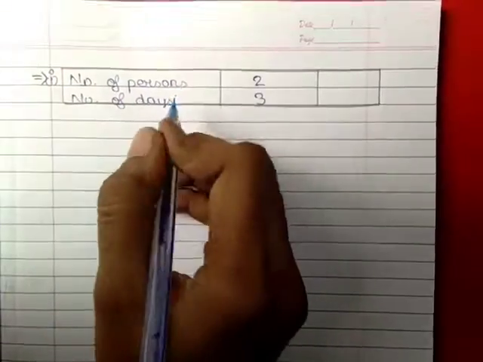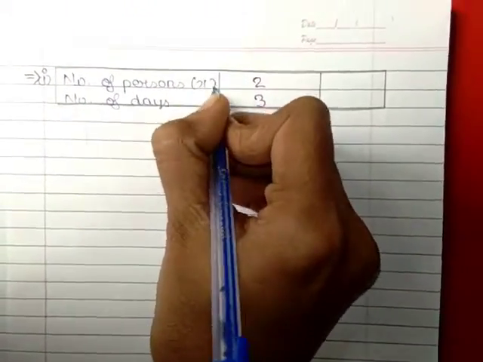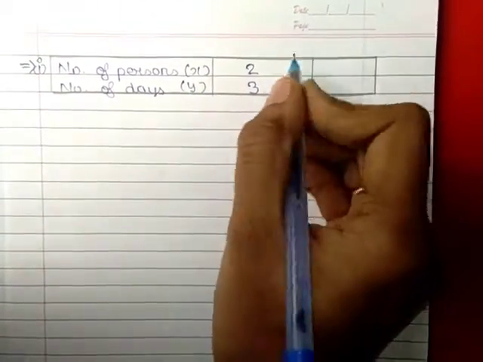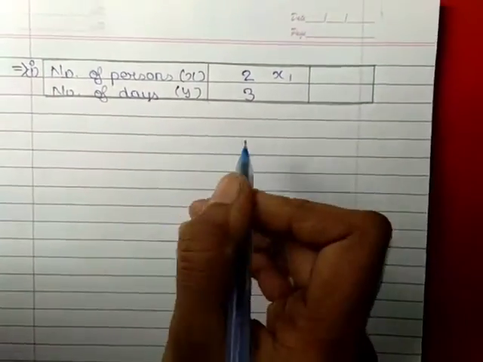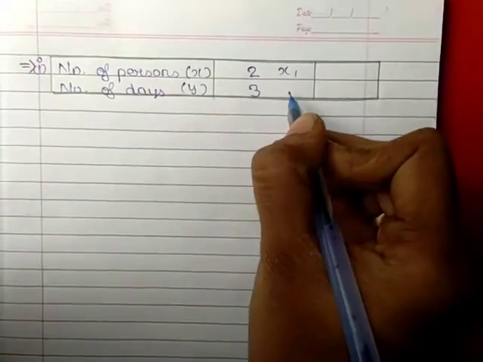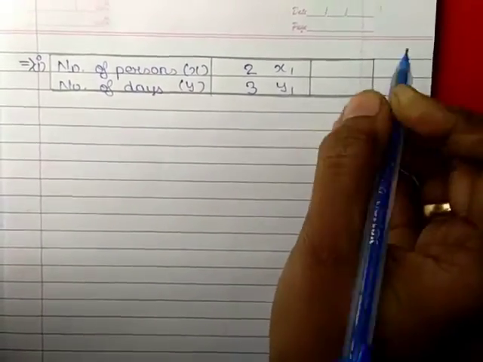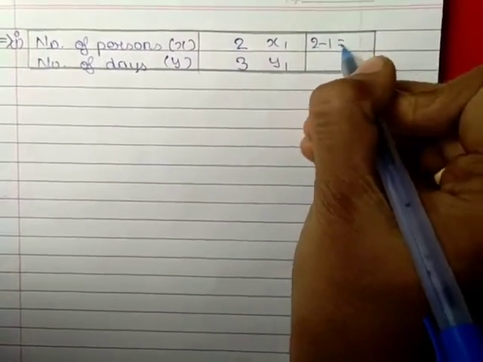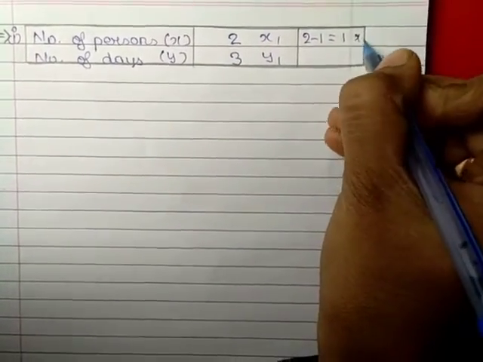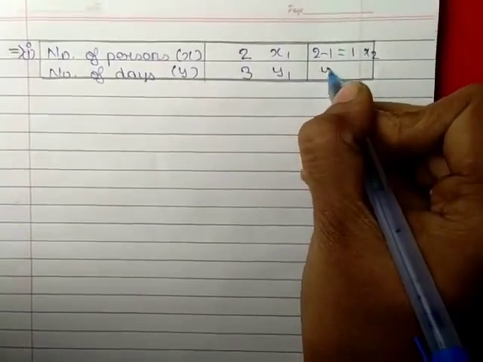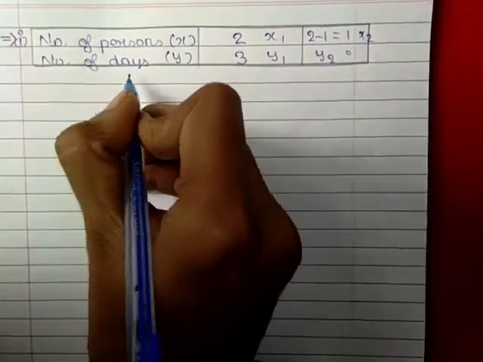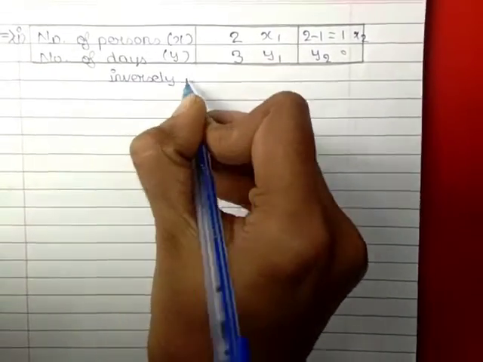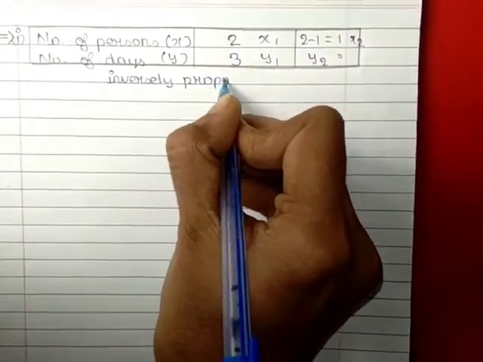So the number of persons we will take as x, and the number of days we will take as y. If the number of persons is 2, that is x1, the work will get completed in 3 days, that is y1. And now one person is less, one person got ill, so 2 minus 1 will be 1. So this will be our x2, and y2 is the number of days we have to find out. As it is inversely proportional, the formula we will use is the inversely proportional formula.